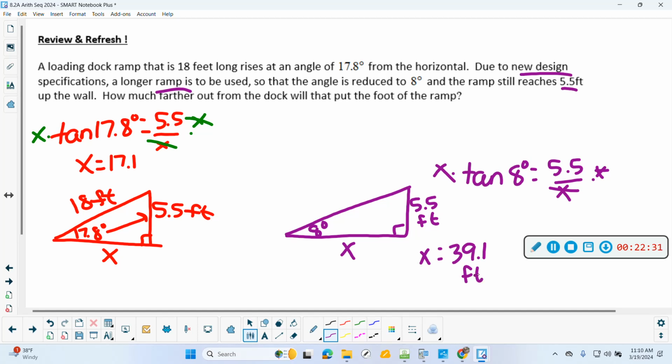So final answer. It asks how much further out from the dock will that put the foot of the ramp? So we're going to go from 17.1 to 39.1. How much further out did you have to put it? 22. You're just going to subtract them. Any questions on that?